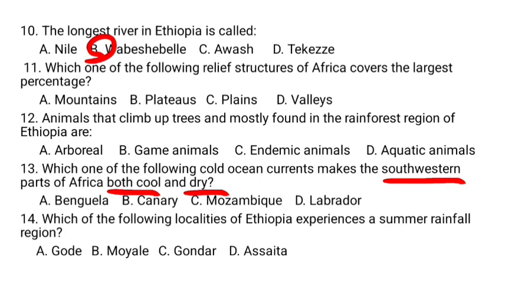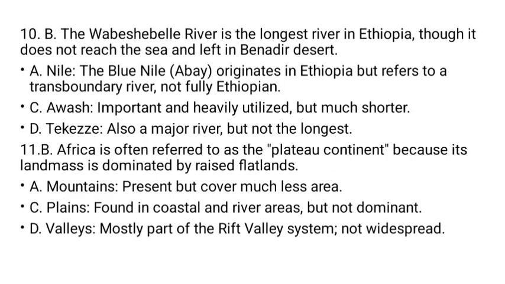Plateau is the dominant relief structure of Africa. B is the correct answer. Africa is often referred to as what? Plateau continent, because its landmass is dominated by raised flatlands, while mountains are present but cover much less area. Plains are also found in Africa, especially in coastal and river areas, but they are not dominant. Valleys are mostly part of the Rift Valley system. Again, they are not widespread.